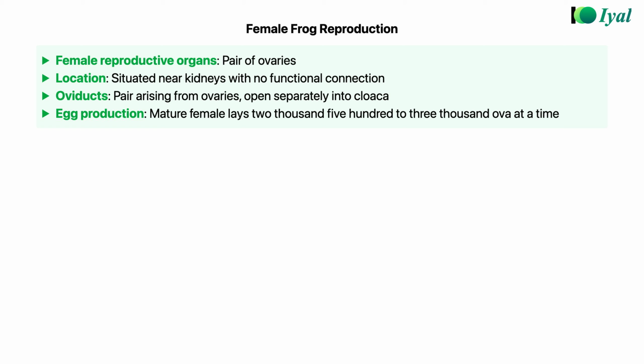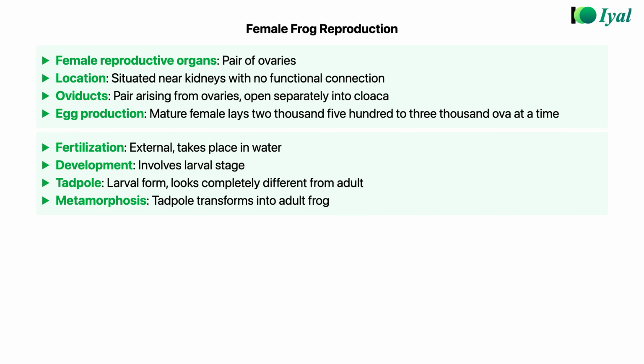Here's something impressive. A mature female can lay anywhere from 2,500 to 3,000 eggs at one time. That's a huge number of eggs. Fertilization in frogs happens externally in the water. The female releases eggs and the male releases sperm, and they meet outside the body.